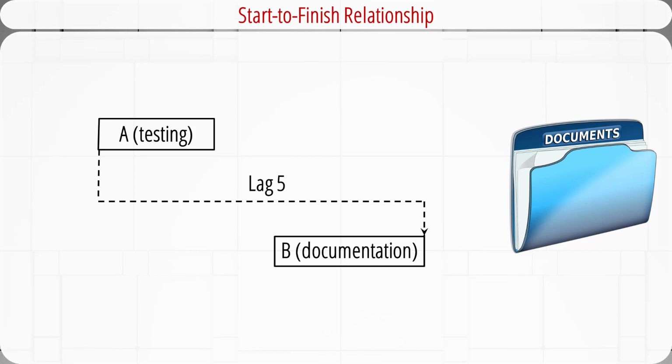This is a start-to-finish relationship. The finish of activity B depends on the start of activity A. It shows that system documentation cannot end until 5 days after testing has started. This is probably because all the relevant information to complete the system documentation is produced after the first 5 days of testing.